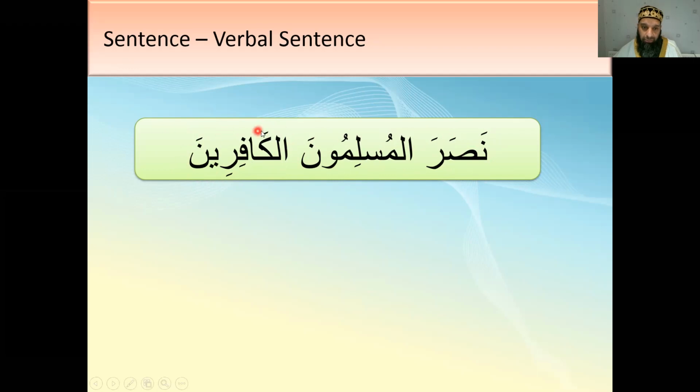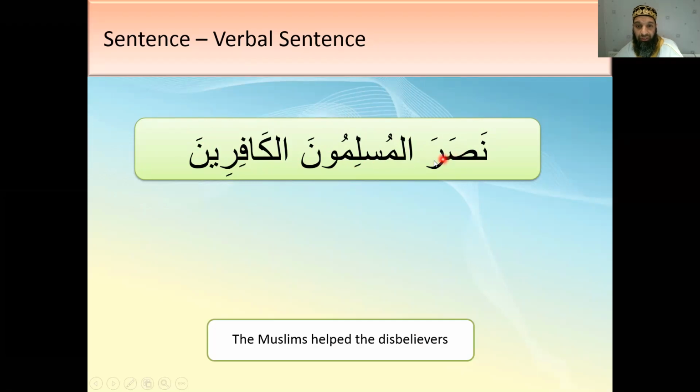Who did they help? The disbelievers, kafirina. So we know the disbelievers are the ones being helped because it's not marfu. It's actually mansub. Mansub and majroor in plural look the same. But we know this one is mansub because it's a verbal sentence, and the thing that the verb is done to is mansub. The doer of the verb is marfu. So Nasar al-Muslimun al-Kafirina means the Muslims helped the disbelievers. Yes, Muslims helped the non-Muslims. That's right.